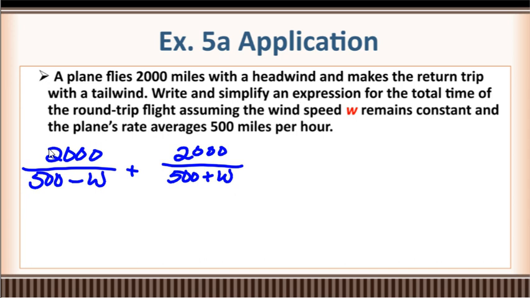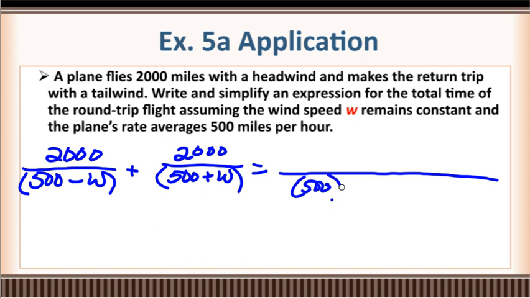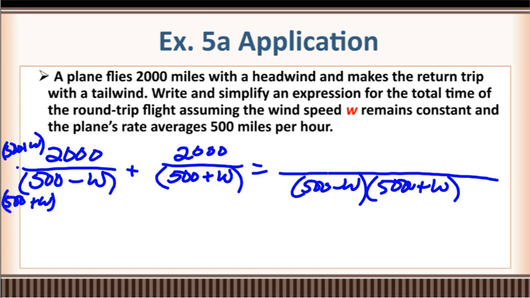So now we can find common denominators. The common denominator is both of them combined. So this would be 500 minus W times 500 plus W. In the first fraction, I need to multiply the numerator and denominator by 500 plus W. This one I have to multiply by 500 minus W.